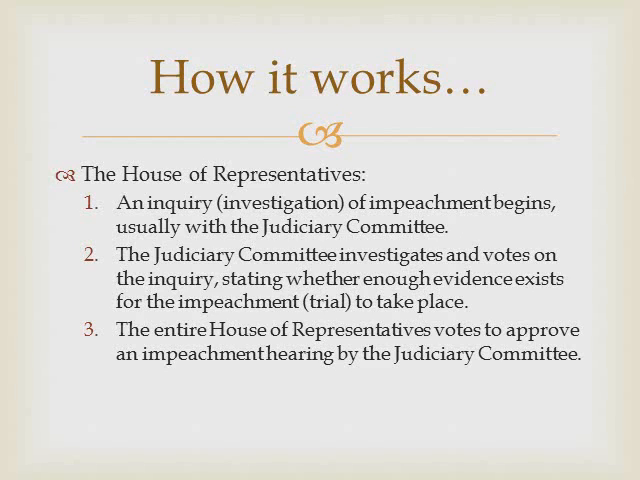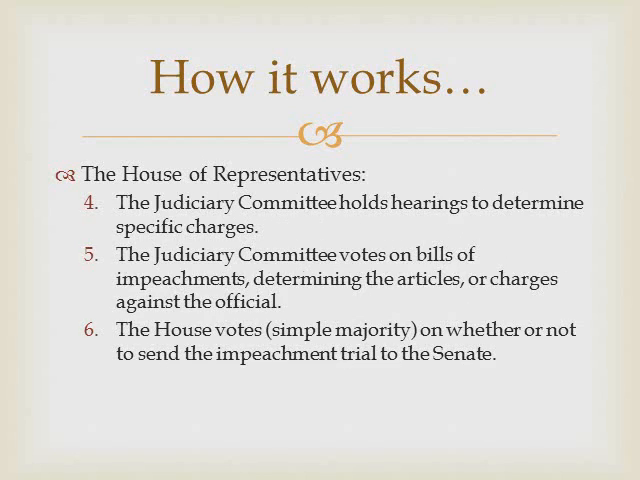The entire House of Representatives then votes to approve an impeachment hearing continuing by the Judiciary Committee. If the House doesn't agree to this, then the impeachment proceeding dies. After this, the Judiciary Committee holds hearings to determine the specific charges. This is where they figure out exactly what crimes or misdemeanors, that's the language the Constitution uses, the official has committed that warrant or are cause for him being impeached.